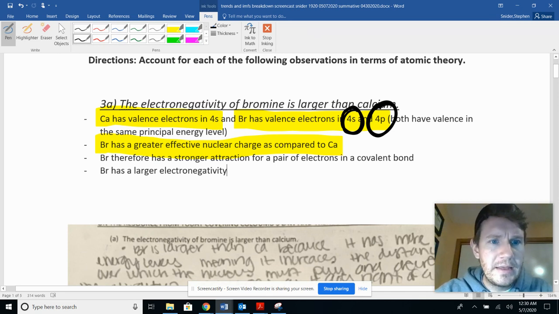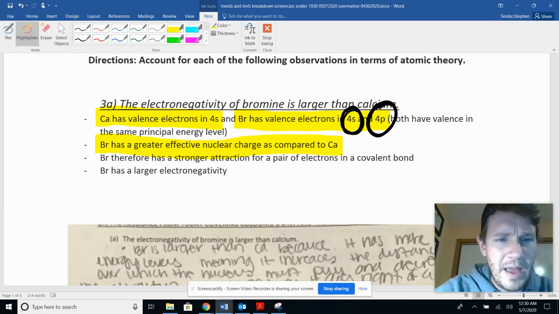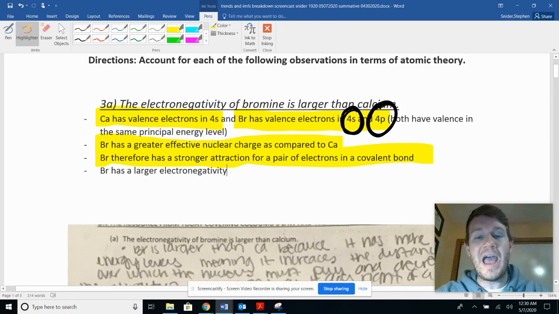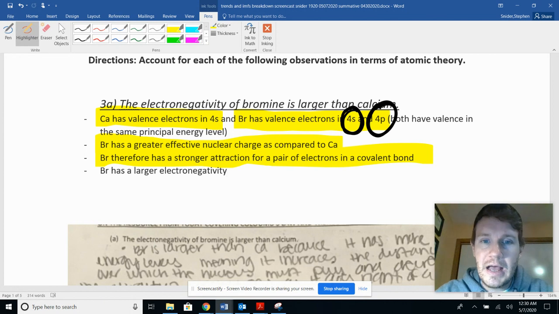So given that bromine has this greater effective nuclear charge, we're going to say that bromine therefore has a stronger attraction, right? Its nucleus has a stronger attraction for electrons. And when we're talking about electronegativity, we are talking about a pair of electrons when that atom is engaged in a covalent bond, okay? So that's the progression there.